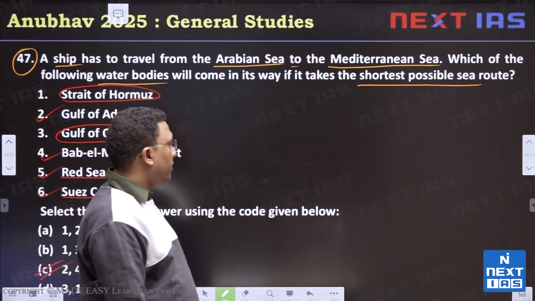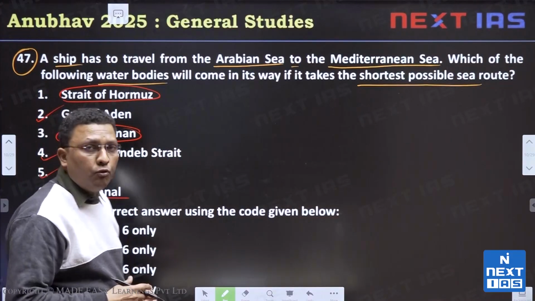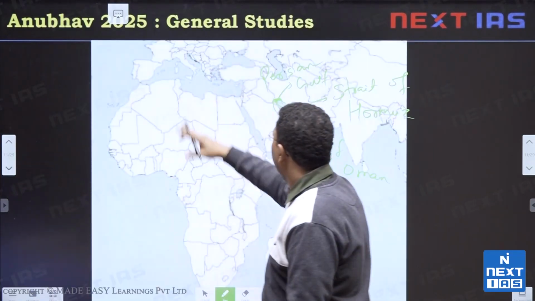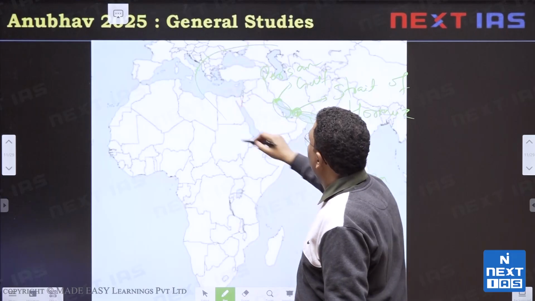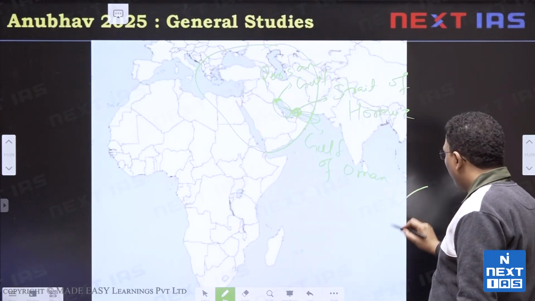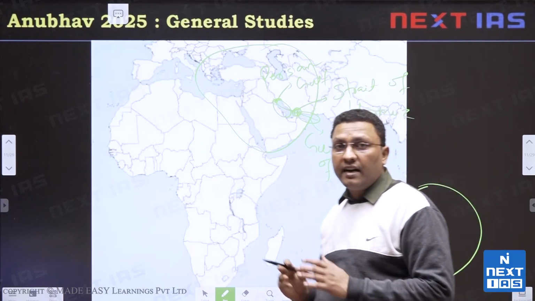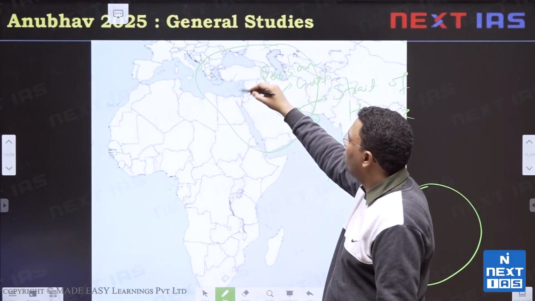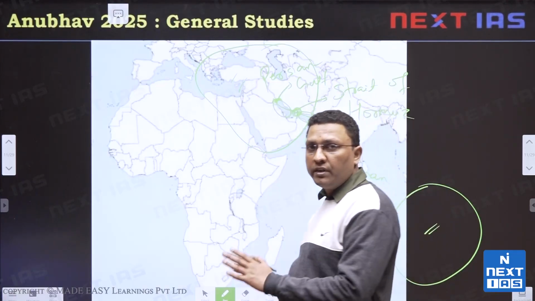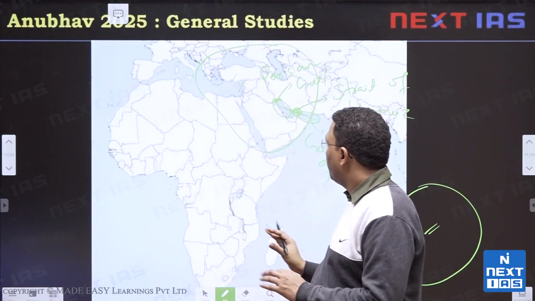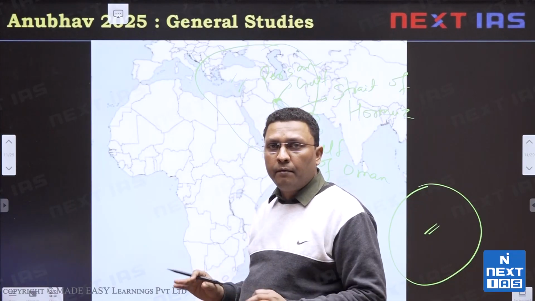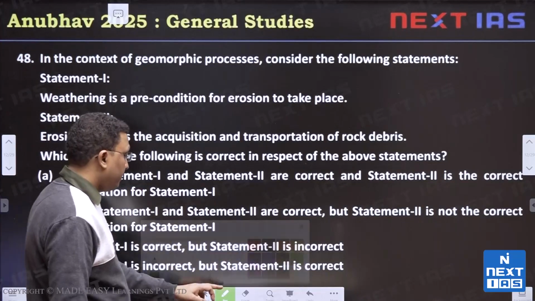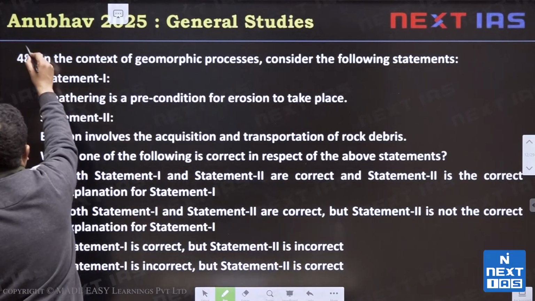So the learning that you should draw from here is that you have to keep looking at the world map, and particularly two regions, right? First is these regions, that is Central Asia, and second is Southeast Asia. If you analyze the trend of map based questions in the prelims examination, UPSC focuses on these two areas only, right? So you have to keep looking at these two areas particularly in order to memorize all the major geographical features, right?